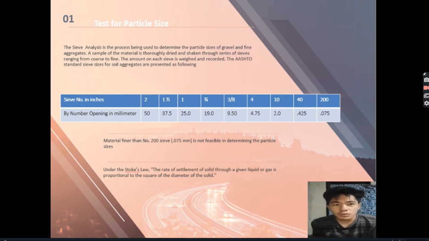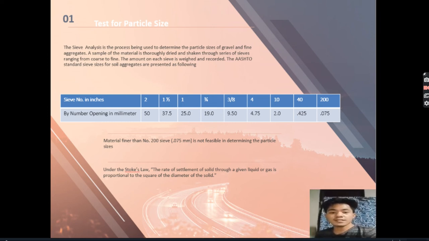The AASHTO standard sieve sizes for soil aggregates are presented as follows. As you can see here, there is the sieve number in inches and by number, with the opening in millimeters.